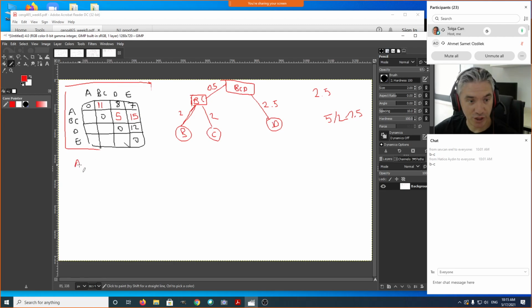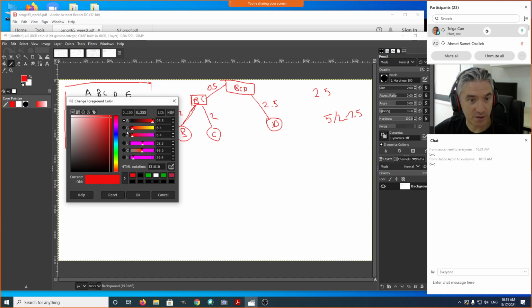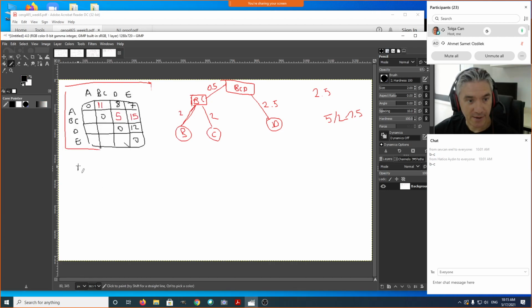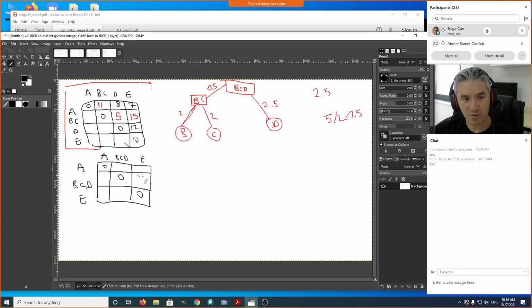Now, I need to change my matrix again. Let me go back to my black color. Okay, A, B, C, D, and E. Now I will have a 3 by 3 matrix: A, B, C, D as a single node, and E. So let's see how it's going to look. It's going to only have 3. Since it's symmetric, I'm always using these parts, or we could have used this part, it doesn't matter. The distance between A and E is 7, and the distance between A and B, C, D.